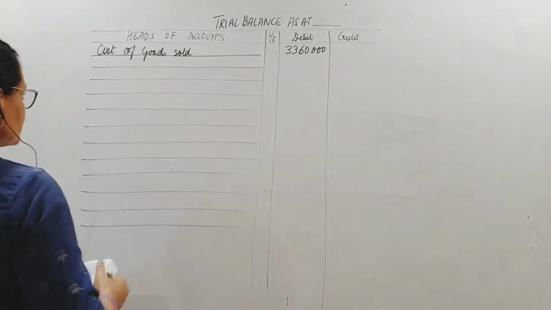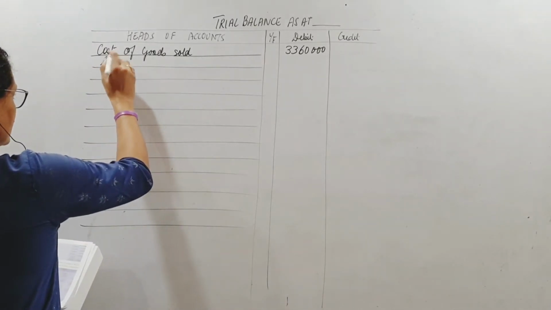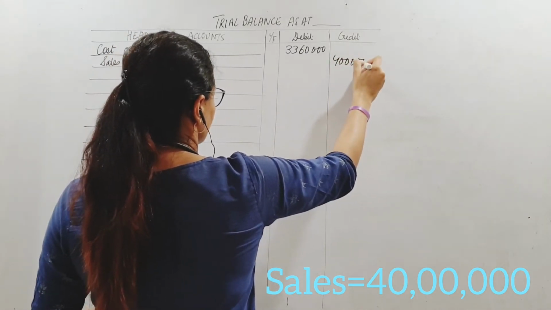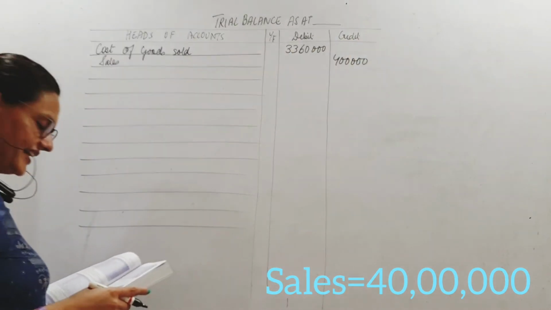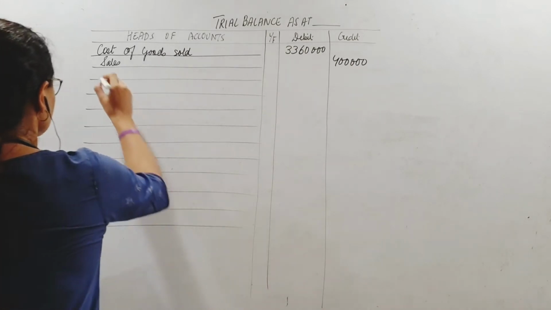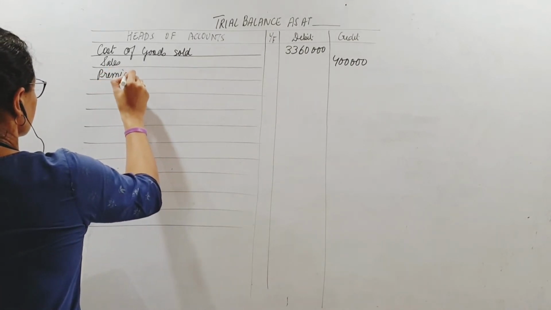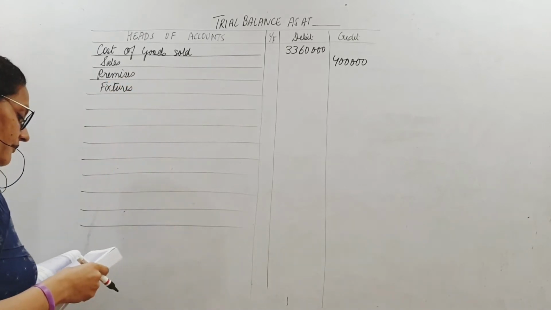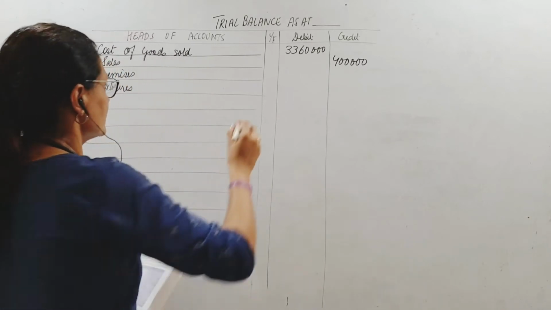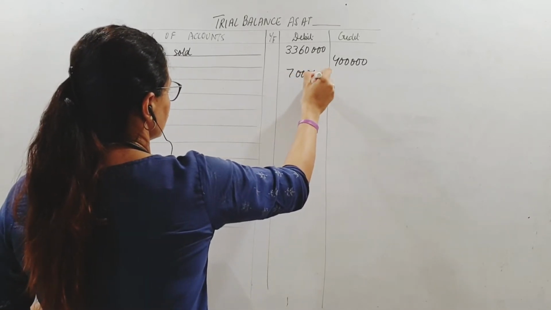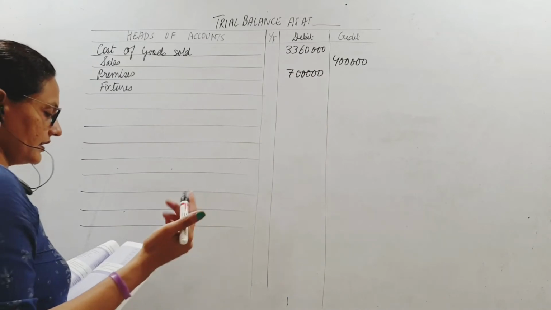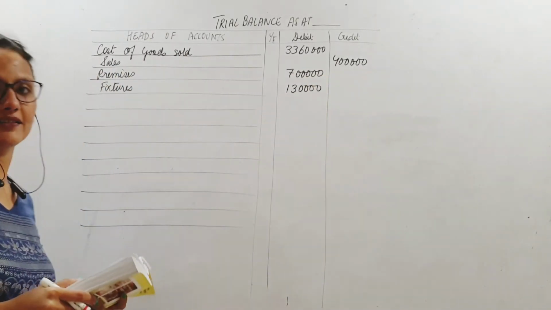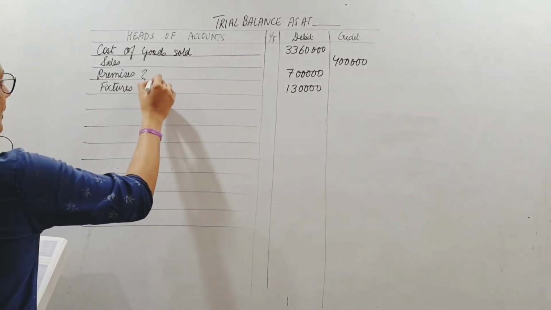Next is sales. Sales is 4 lakhs. We put it in the credit side because it is an income. Correct. Premises and fixtures. Both are what type of assets? Fixed assets. Correct. Now premises is given 7 lakhs in the debit column, but fixtures is given in the credit column. You have to bring it to the debit column. Both are fixed assets.